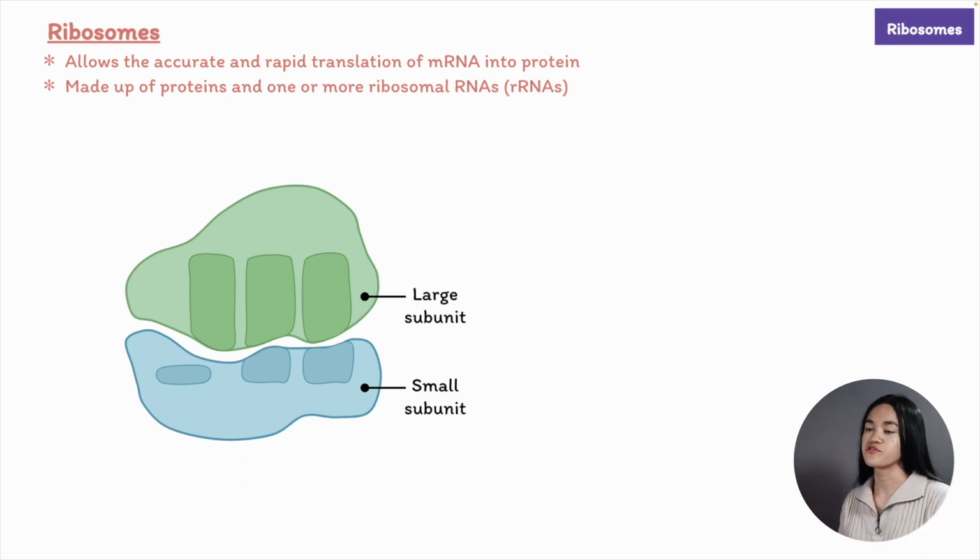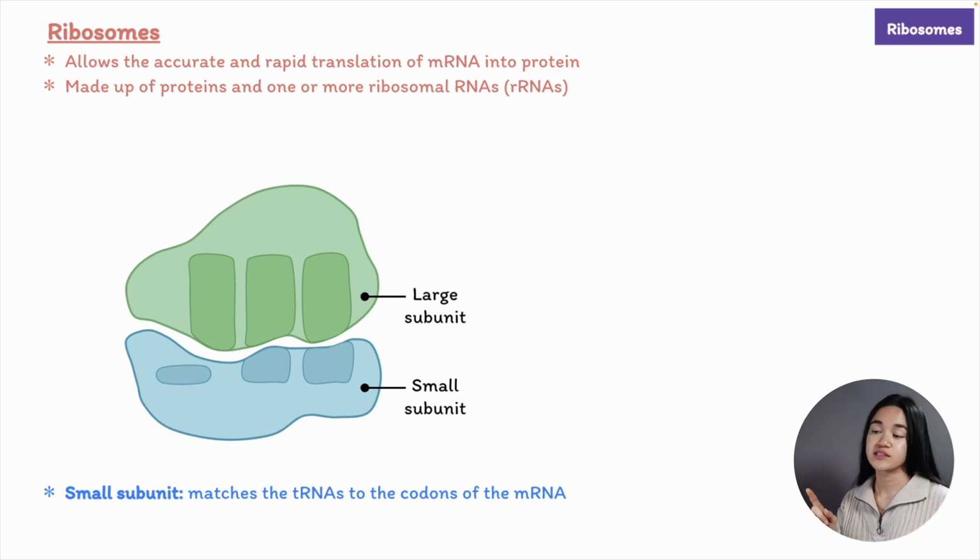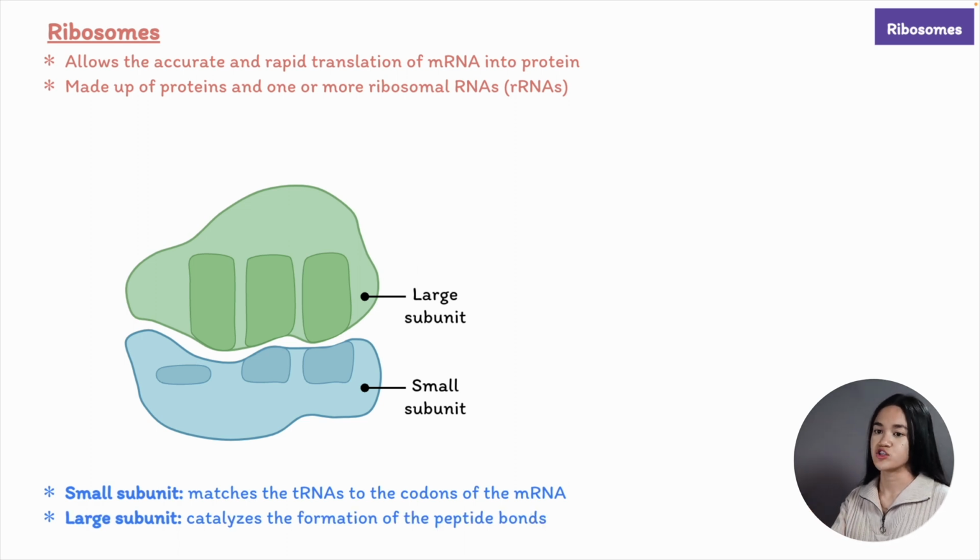Now, the structure of a ribosome reflects its function of bringing an mRNA molecule together with tRNAs carrying amino acids. The small ribosomal subunit matches the tRNAs to the codons of the mRNA, while the large subunit catalyzes the formation of the peptide bond that covalently links the amino acids together into a polypeptide chain. These two subunits come together on an mRNA molecule near its 5' end to start the synthesis of a protein. As the mRNA moves forward in a 5' to 3' direction, the ribosome translates its nucleotide sequence into an amino acid sequence, one codon at a time, using the tRNAs as adapters.